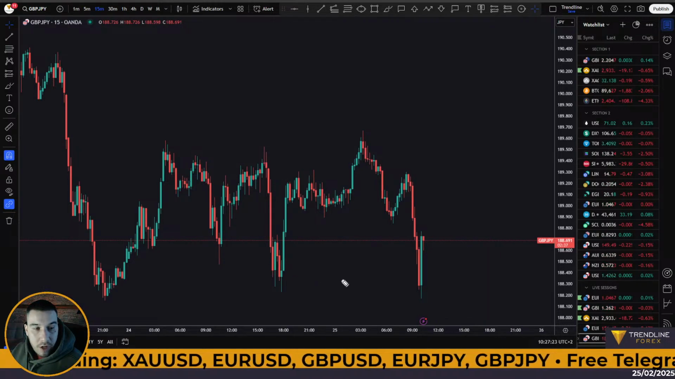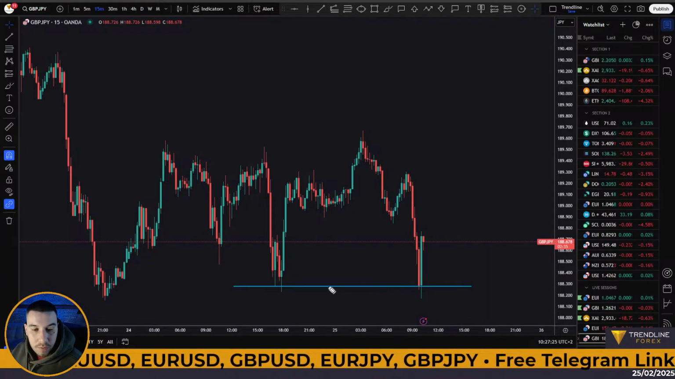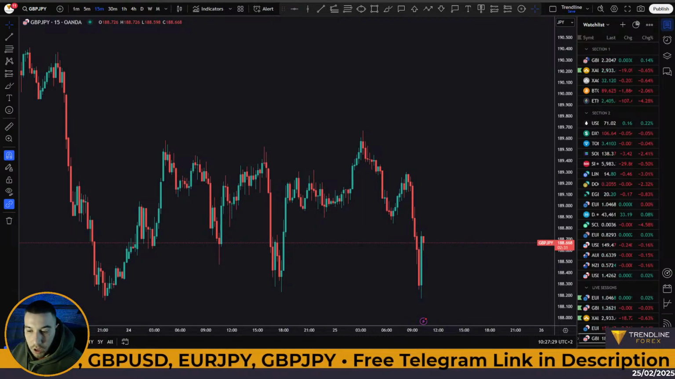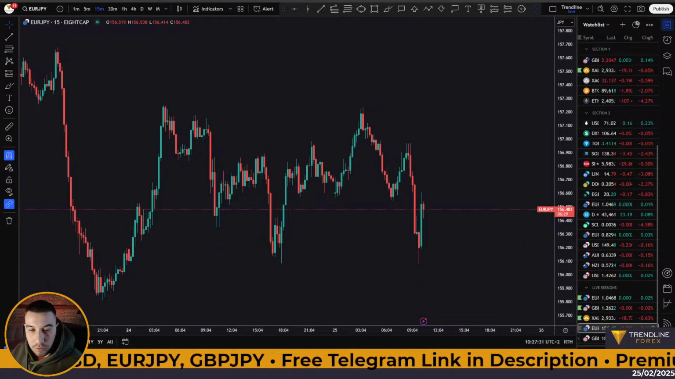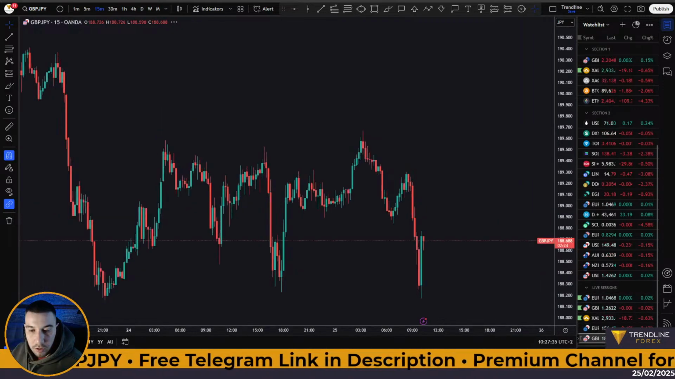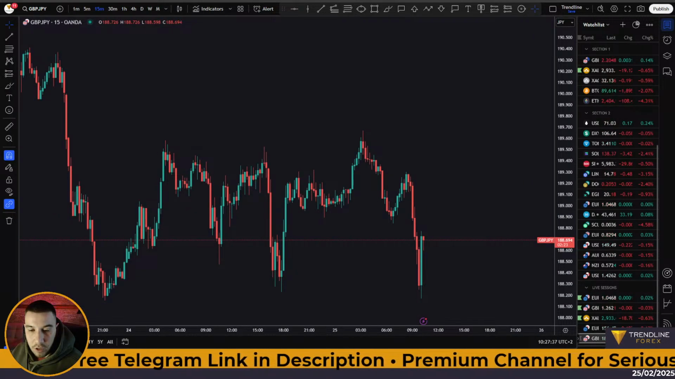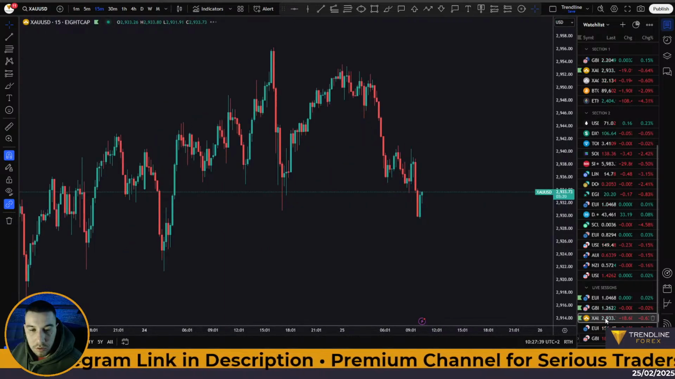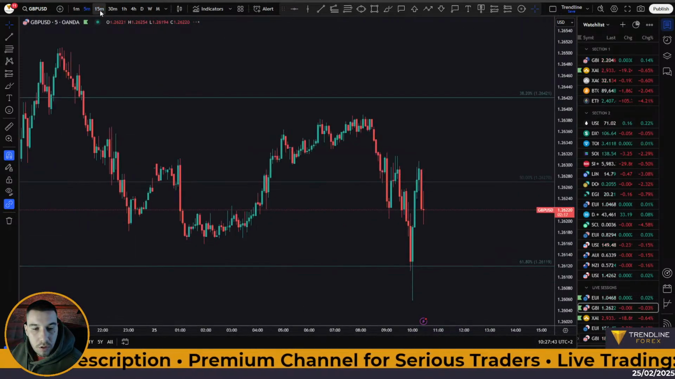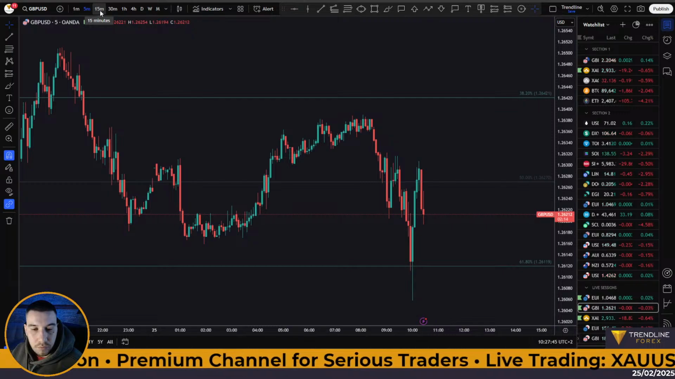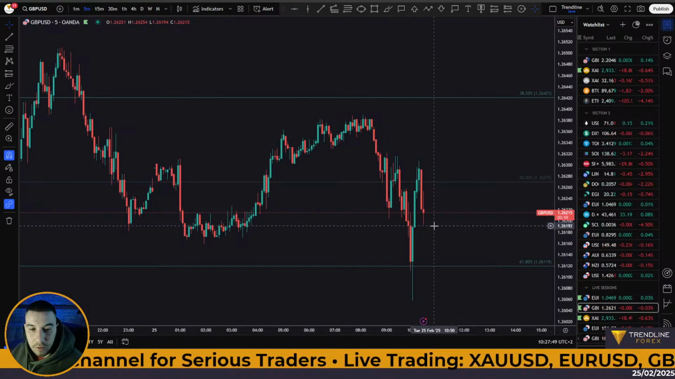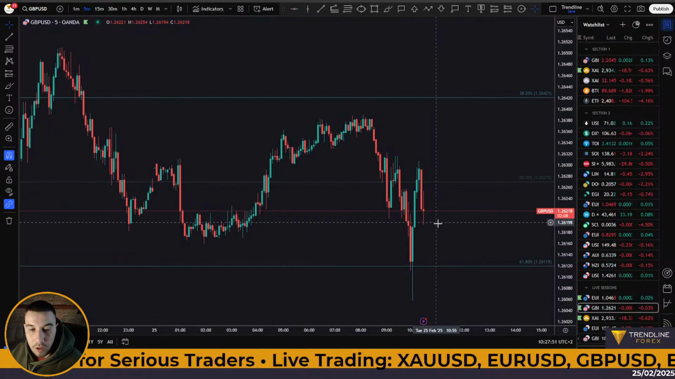Now I do like the reaction on the yen cross pairs. So let's check out euro yen. Pound yen is looking good. Same thing on euro yen. Not good enough for an entry yet, but I want to see pound dollar putting up a fight and forming a higher low.